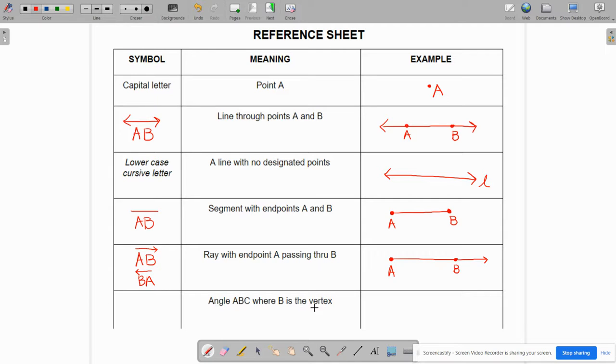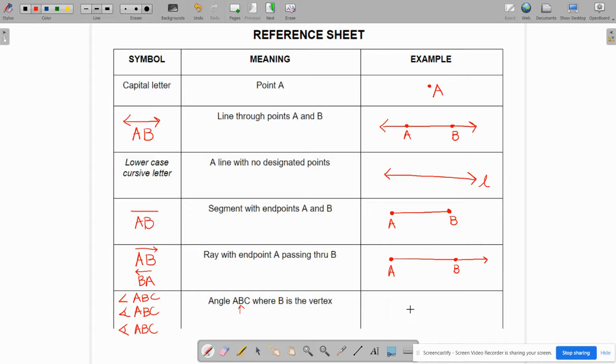Angle ABC, where B is the vertex. Anytime you have three letters to show an angle, that middle letter is always going to be the vertex. The angle symbol you can write like this, ABC. You can also write it with a little arc in there, ABC. And then there's one that's a little bit more sideways with that arc. All of these are the same thing.